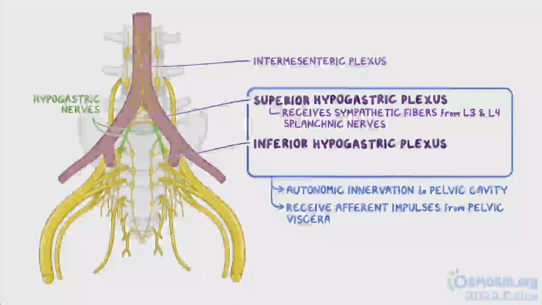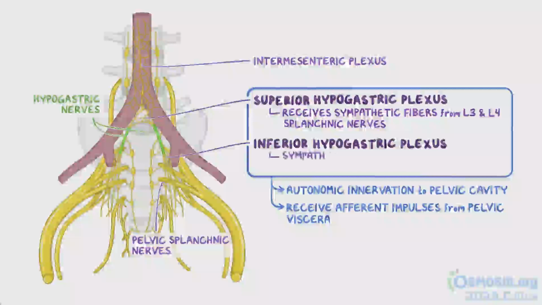Finally, the right and left hypogastric nerves merge with the pelvic splanchnic nerves and spread in a fan-like fashion to form the right and left inferior hypogastric plexuses, which contain sympathetic, parasympathetic, and visceral afferent fibers to innervate the pelvic viscera.